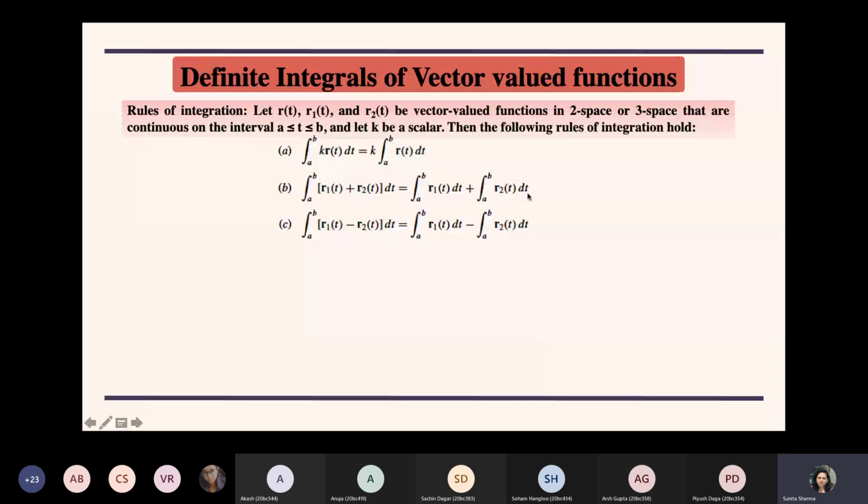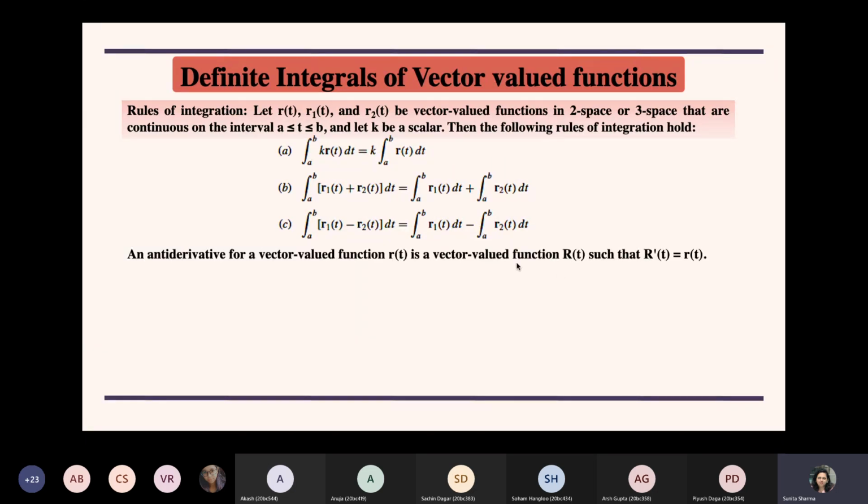Then there are some rules of integration which are the same as the rules of integration for normal real valued functions. If you have a scalar k, then multiplying by k inside the integral is the same as taking k times the integral. The second rule is you can split the addition: the integration from a to b of r1 plus r2 is the integration of r1 from a to b plus the integration of r2 from a to b. Same for the difference. Okay. Then an antiderivative.